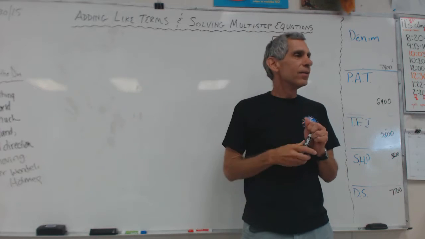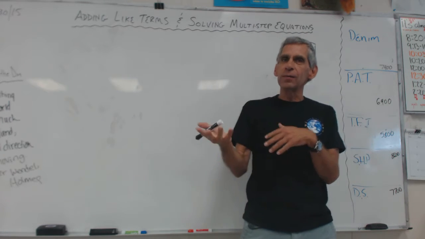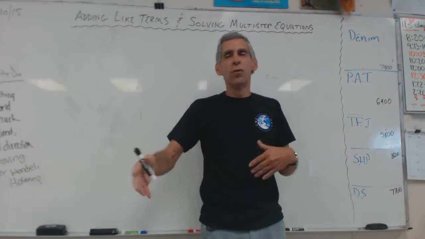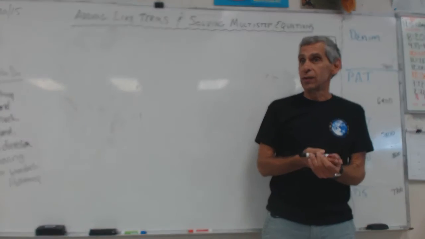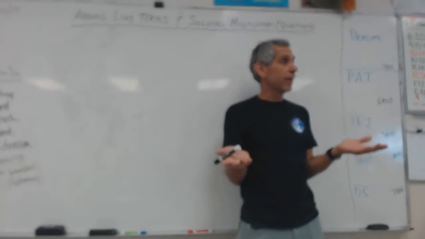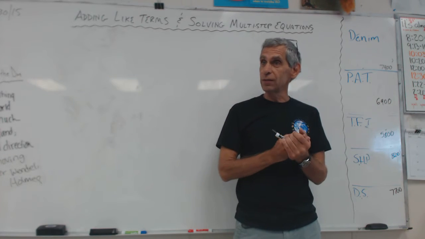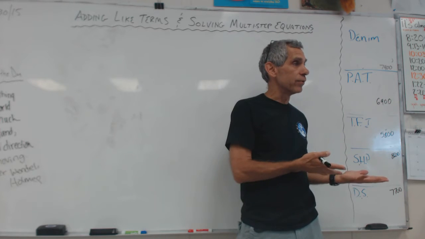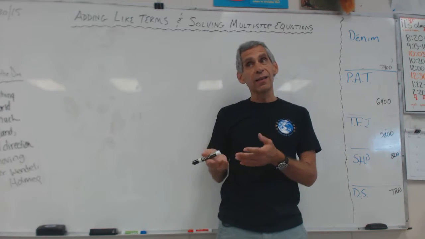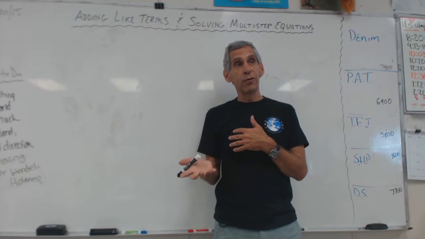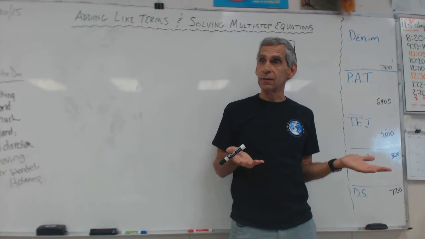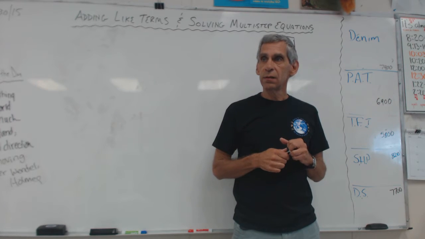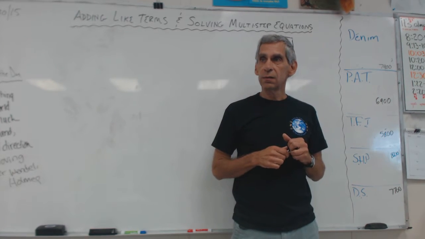So let me ask: are apples and bananas like terms? Well, they're both fruit. So I could say I have now 8 pieces of fruit, right? But I can't say I have 8 bananas, and I can't say I have 8 apples. So I'm going to have to say that I have 5 apples and 3 bananas. Well, you could say it, it just wouldn't be a true statement.